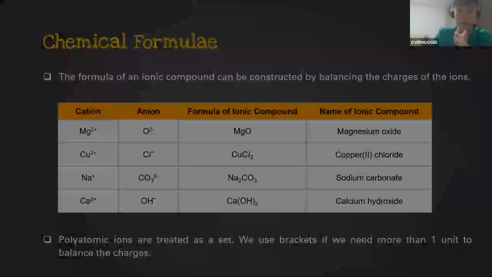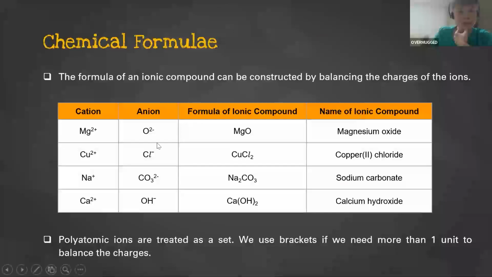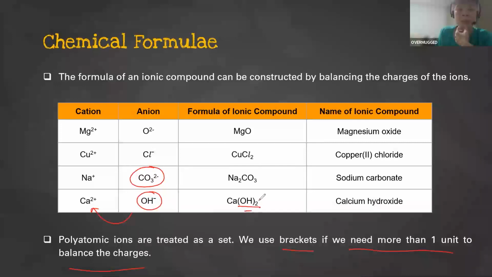If OH minus needs brackets, why? Why does OH minus need brackets, but CO3 over here doesn't? Because I only need 1 unit of this. You only put brackets if you need more than 1 unit to balance the charge. I need 2 of this to cancel this out, that's why I put brackets and then 2 over here. So that's why your carbonate over here doesn't need brackets. I only need 1 unit of it.